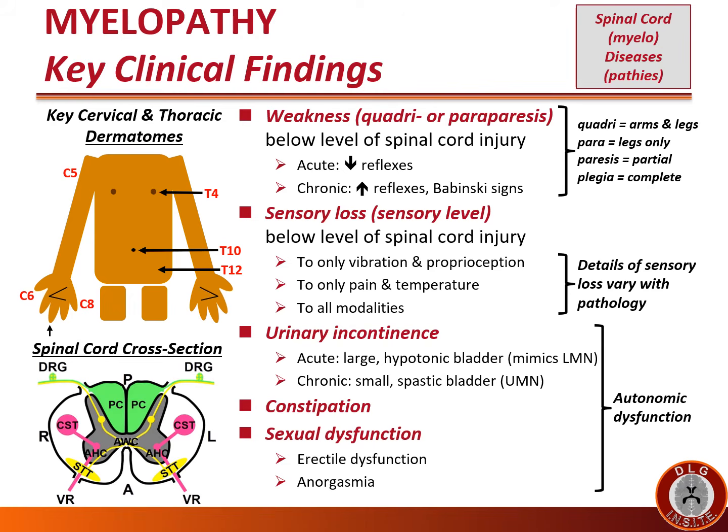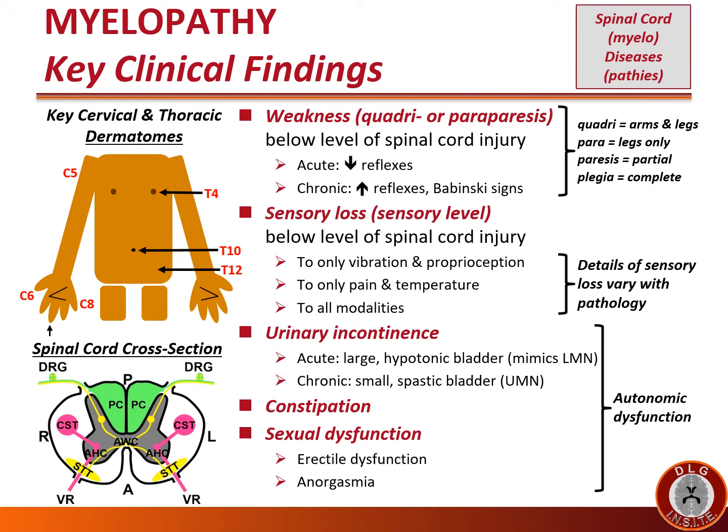Quadri means all 4 limbs, paraparesis means just the legs. And of course, this is determined by where the lesion is in the spinal cord. If the lesion is high in the cervical region, you involve arms and legs. If it's below the cervical region, thoracic and lower, it might only involve the legs.